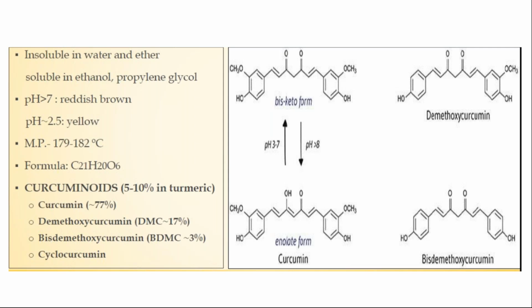curcuminoids, the turmeric contains only about 5 to 10% curcuminoids. Among the curcuminoids, curcumin accounts for 77%, dimethoxycurcumin accounts for 17%, and bis-dimethoxycurcumin accounts for 3%. But of the total percentage of turmeric, you find that curcumin only accounts for 2 to 3% of the total weight of a turmeric root.